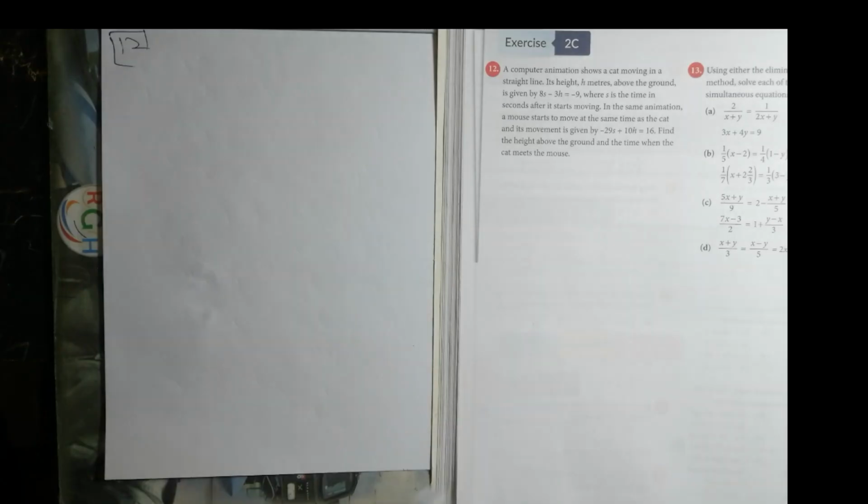In the same animation, a mouse starts to move at the same time as the cat, and its movement is given by minus 29s plus 10h equal to 16. Find the height above the ground and the time when the cat meets the mouse.